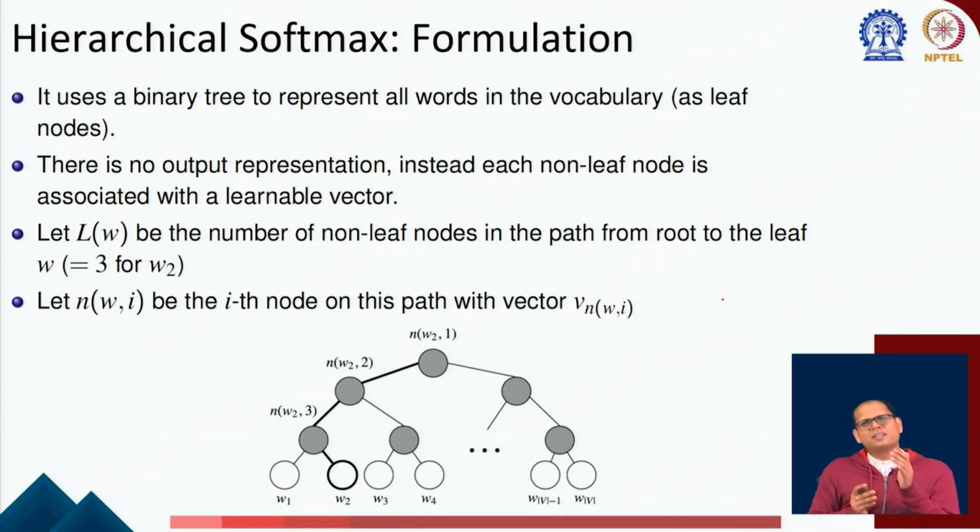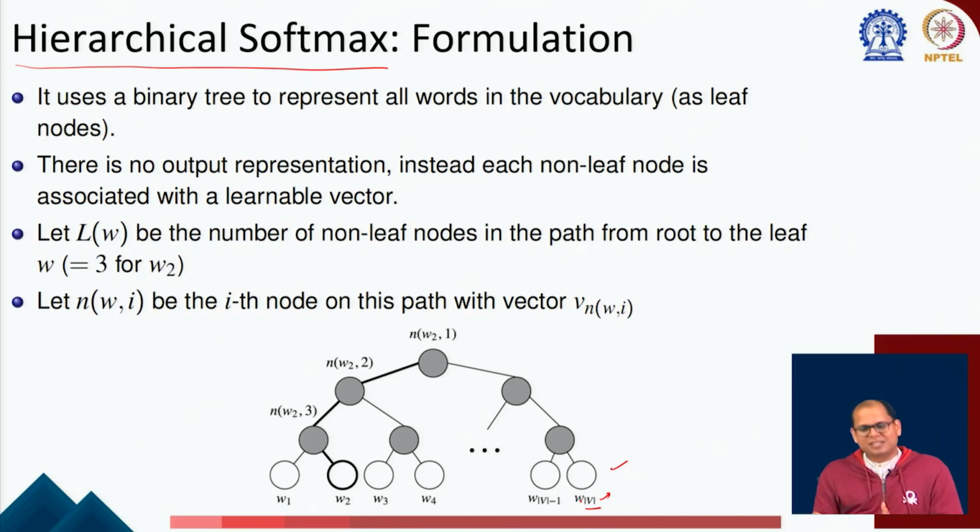Now, there is another alternative formulation for reducing the time taken in the softmax formulation, and this is popularly known as hierarchical softmax, and it has been used even beyond learning word vectors. So, what is the idea of hierarchical softmax? You use a binary tree to represent all words in the vocabulary. All the V words in the vocabulary are denoted as the leaf nodes. So, there are V words in the leaves.